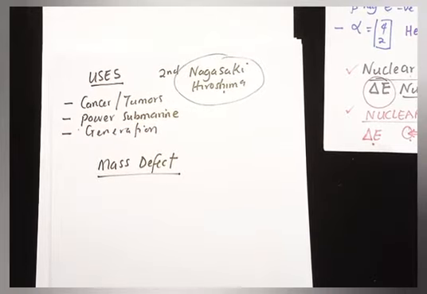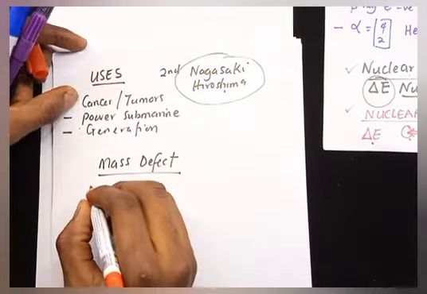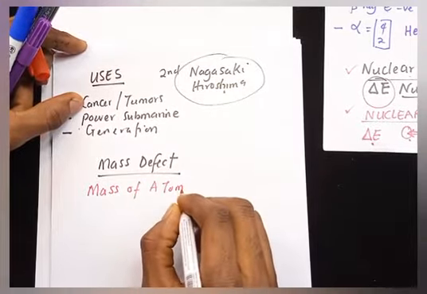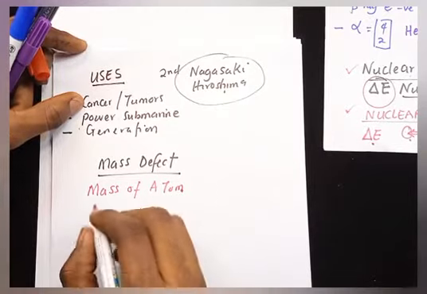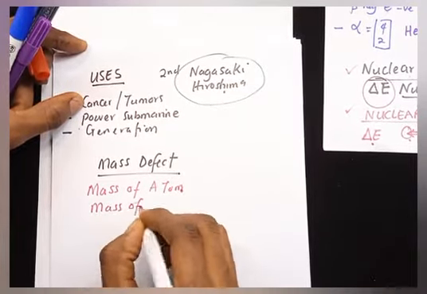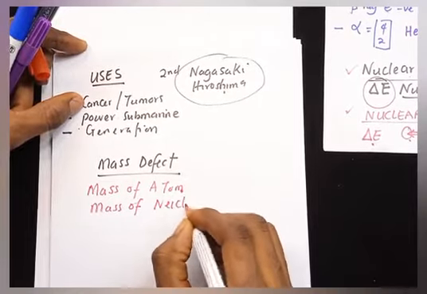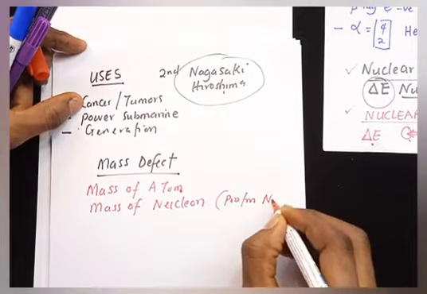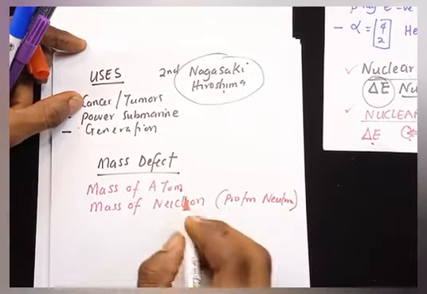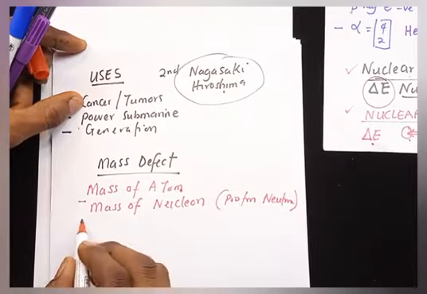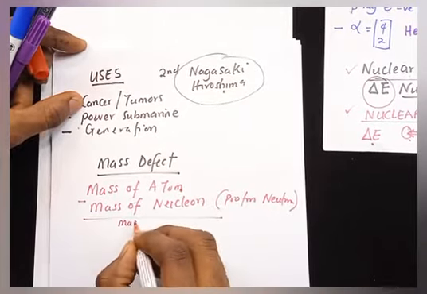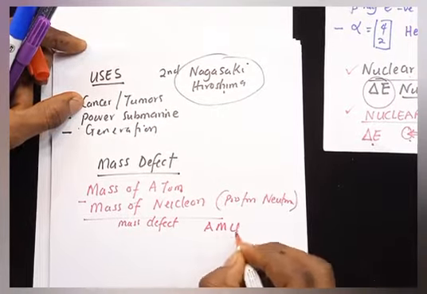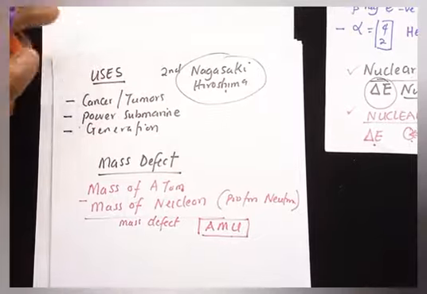Mass defect is the difference between the mass of an atom and the mass of the nucleons. Please tell me you remember what the nucleon is. We said the nucleon is the number of protons and neutrons, right? So the difference between the mass of the atom and the mass of the nucleus is regarded as the mass defect. And the unit for mass defect is the atomic mass unit. Please remember mass defect in your exam.